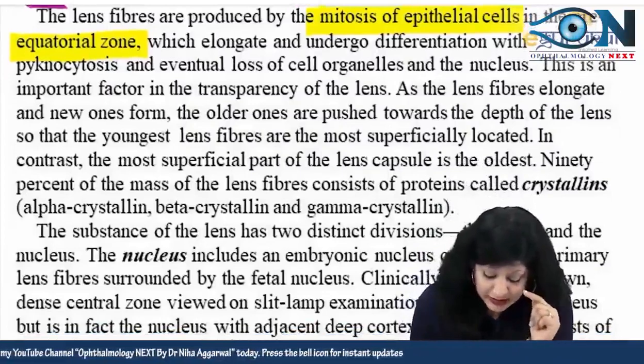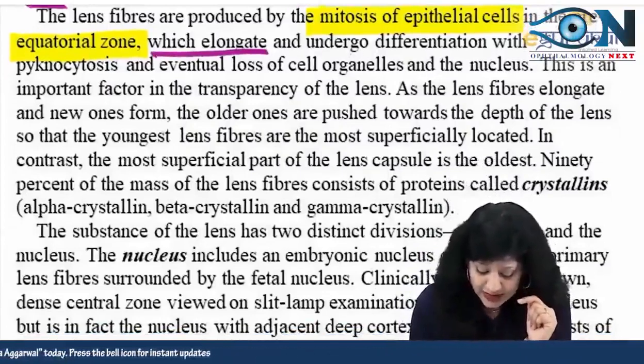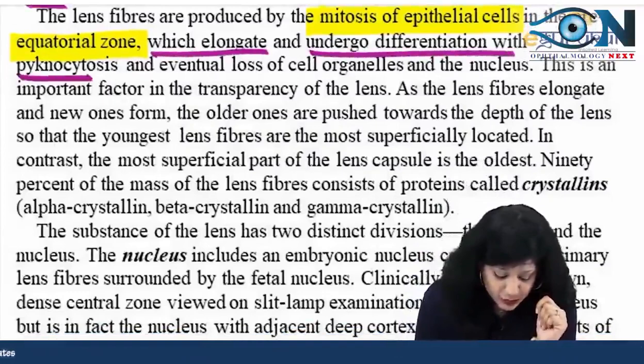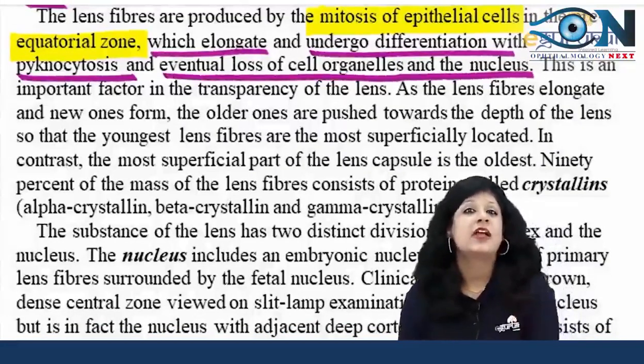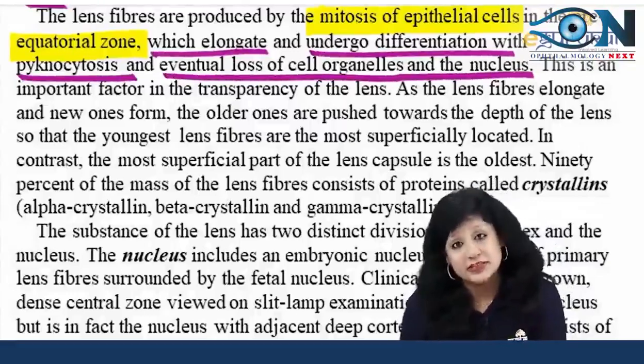So see, they have clearly mentioned that they will elongate and undergo differentiation with pyknosis and eventual loss of cell organelles and the nucleus, and that is why we do not have the posterior epithelium in postnatal life.